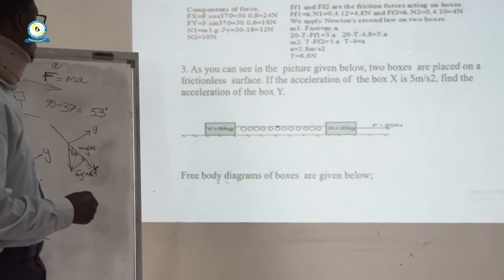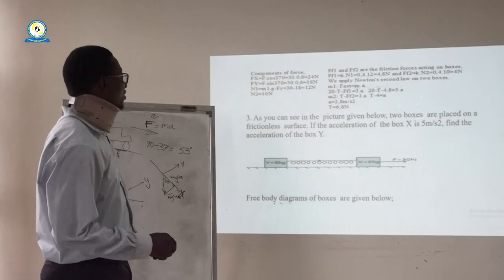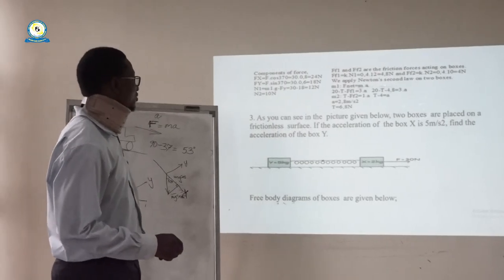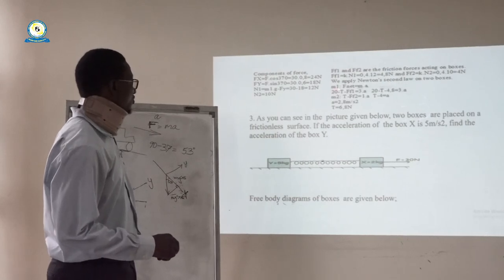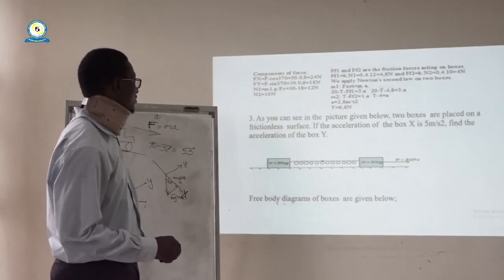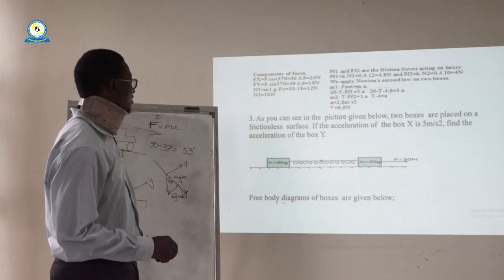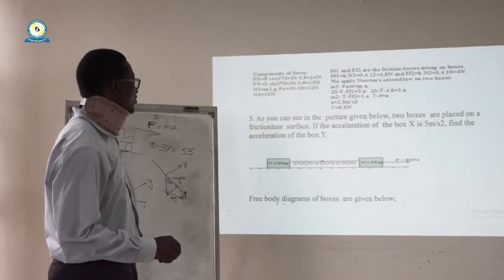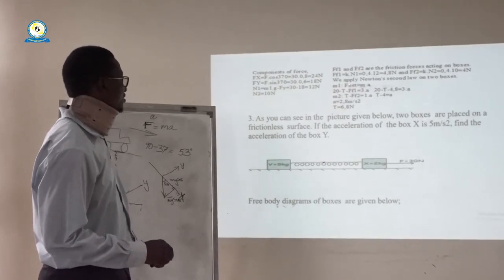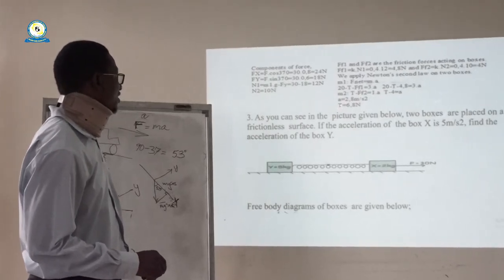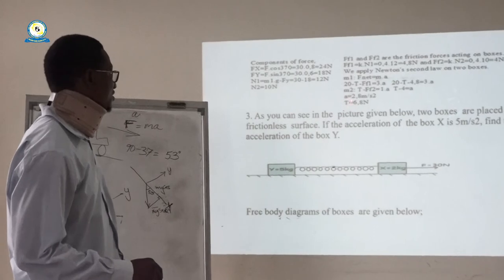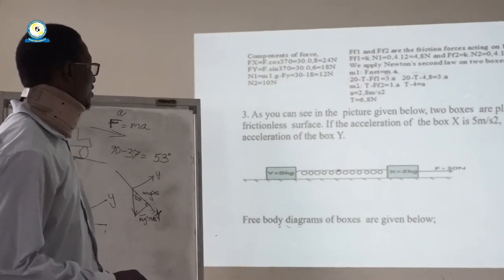This one, normal force. So here you apply Newton's second law on the two boxes. For the first box and the second box, you get an equation from there, you use it, then you can get the tension and you can get the acceleration. So it's very easy.